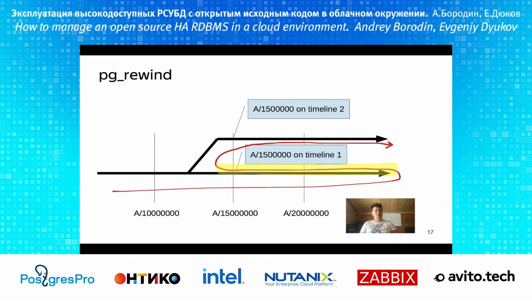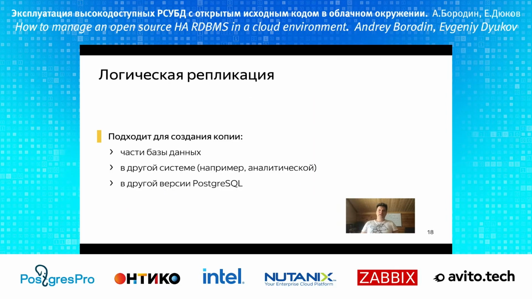This yellow line is a timeline, and we can use the pg_rewind utility to go back, and after it reaches the point of the new timeline, we can start the history of a different timeline that was archived on a different node.